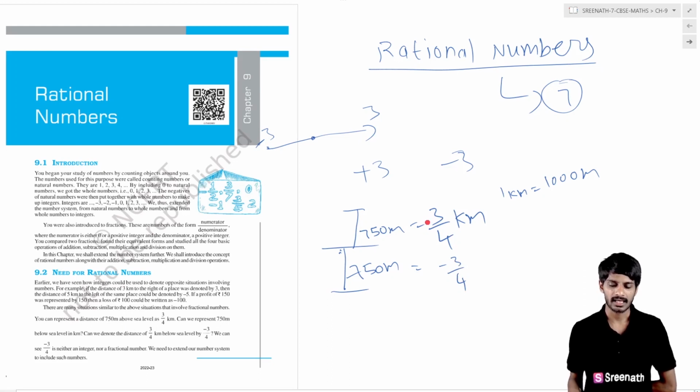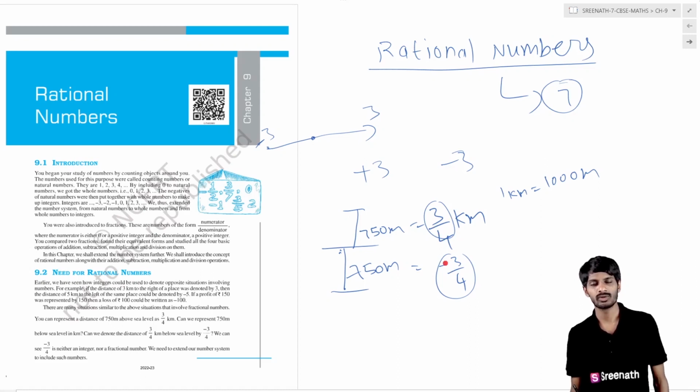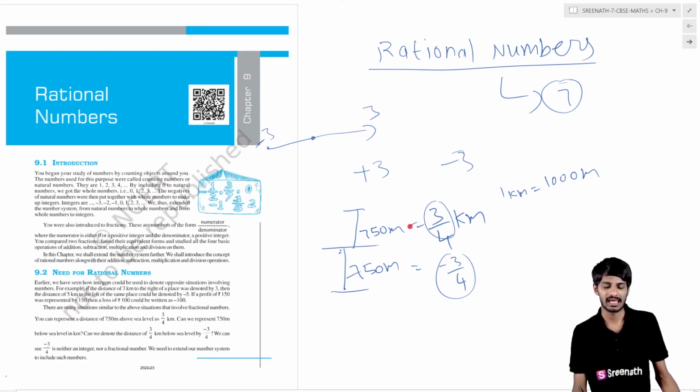For that reason there are some situations where we will get this type of fractions. We call these fractions, and we will need rational numbers and fraction type numbers for many cases in our life. So for this reason we need rational numbers.